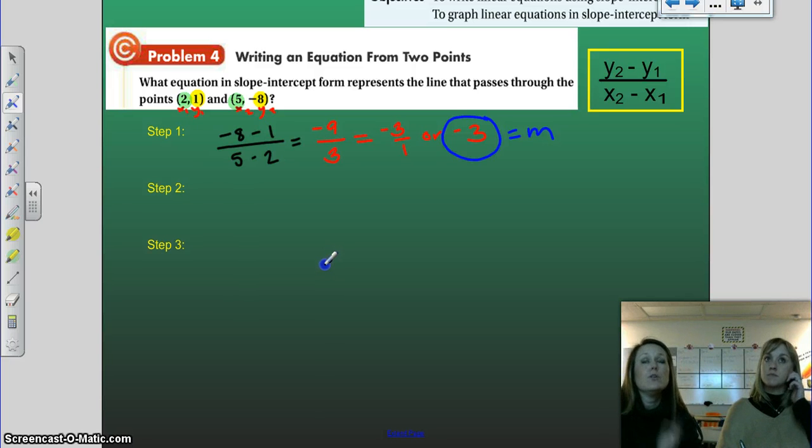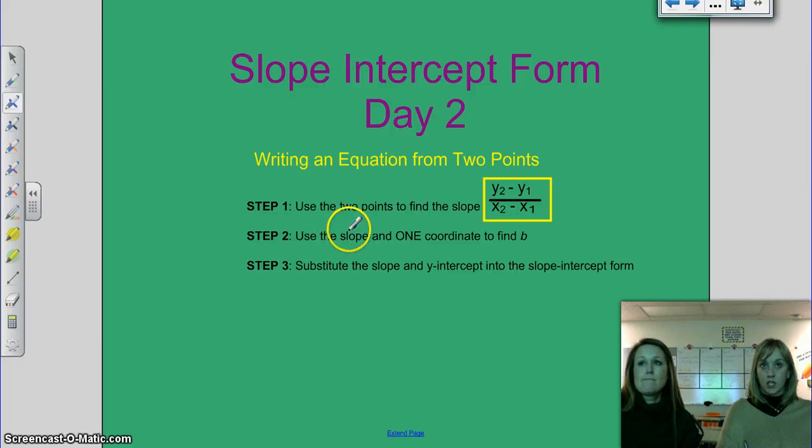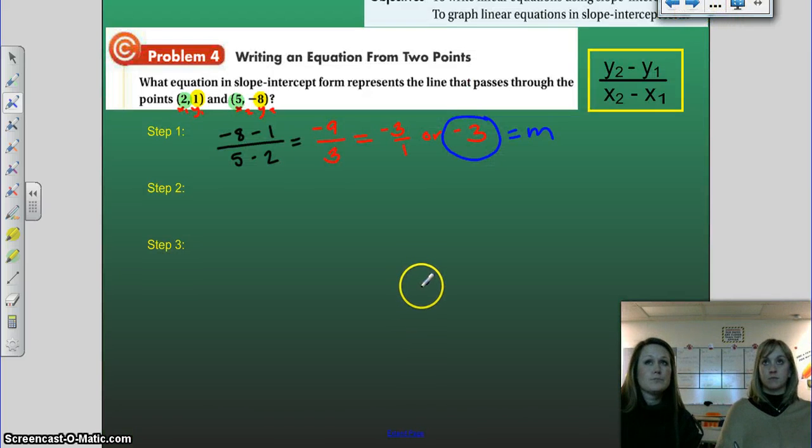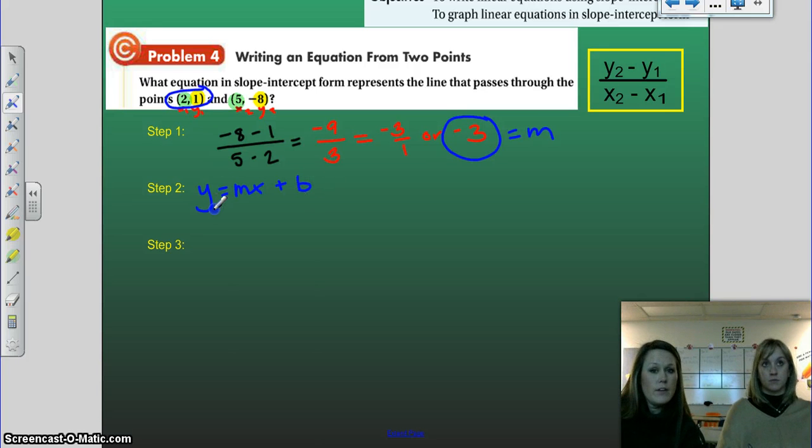Now step 2. It said use the slope and 1 coordinate to find b. So I'm going to use my slope and 1 coordinate to find b. I know my equation is y equals mx plus b. So I'm going to plug in an x value and a y value. And I like that you chose that one, Whit, because there's no negatives. They're little bitty numbers.